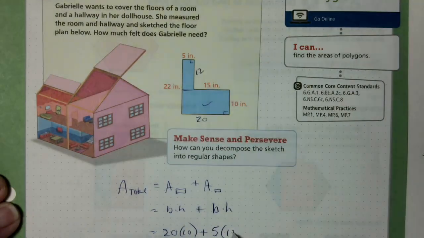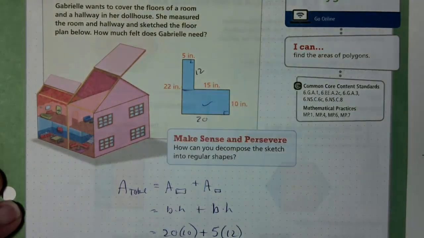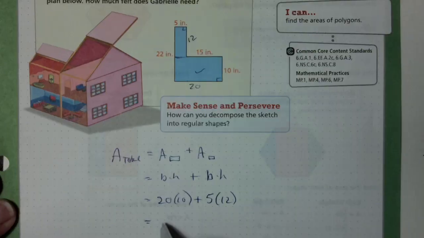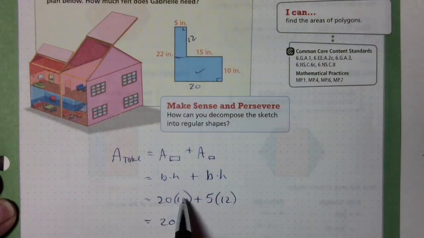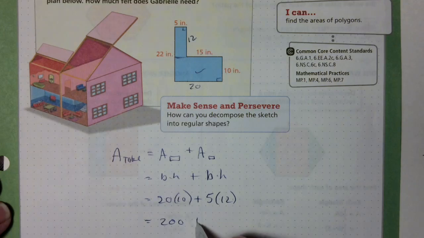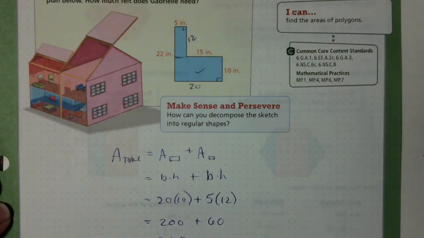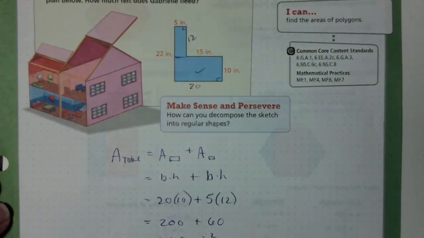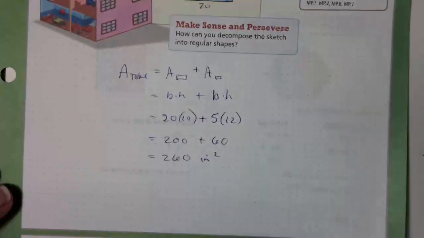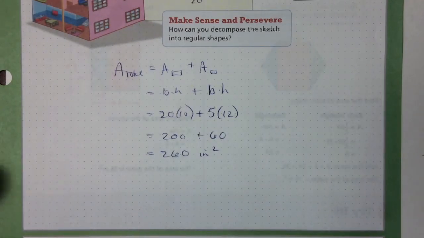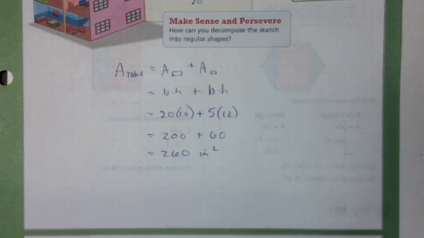Now the hardest part of this was finding the missing links. Once you have that done, then it should be a piece of cake after that. 20 times 10 is 200. 2 times 1 is 2 and put 2 zeros on it. 5 times 12 is 60. Should know your multiplication facts. And you add those together and you get 260, and that would be square inches. Inches squared. Now, if you can't do that in your head, then you pick up your calculator and you use it to do that.